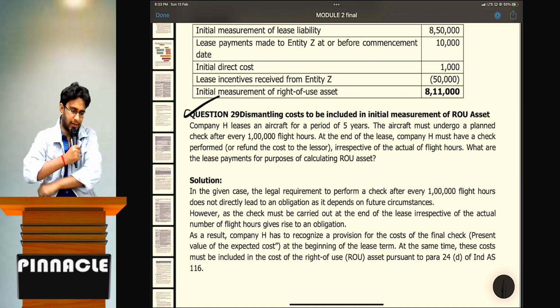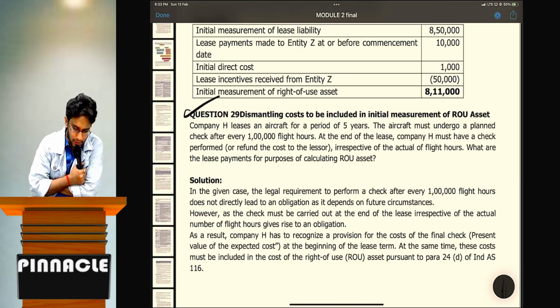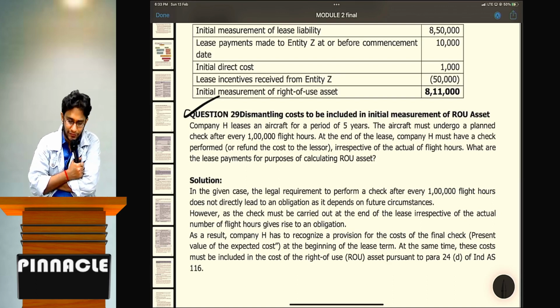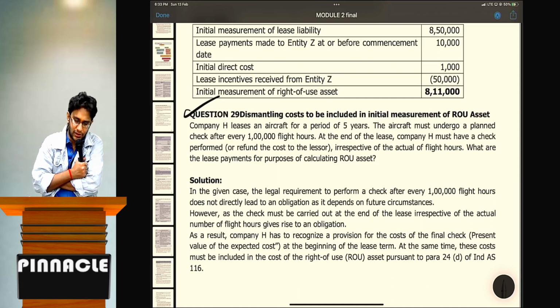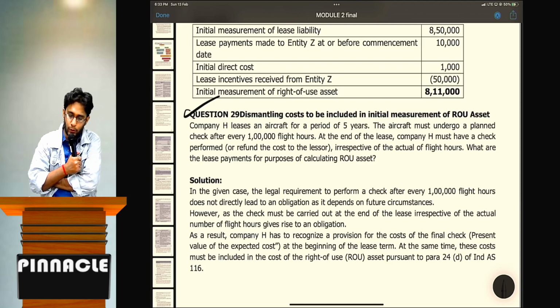Please go. 29th question. Company H leases an aircraft for a period of 5 years. The aircraft must undergo a planned check after every 1 lakh flight hours. So it's a kind of restructuring cost. At the end of the lease, Company H must have a check performed or refund the cost to the lessor, irrespective of the actual number of flight hours.